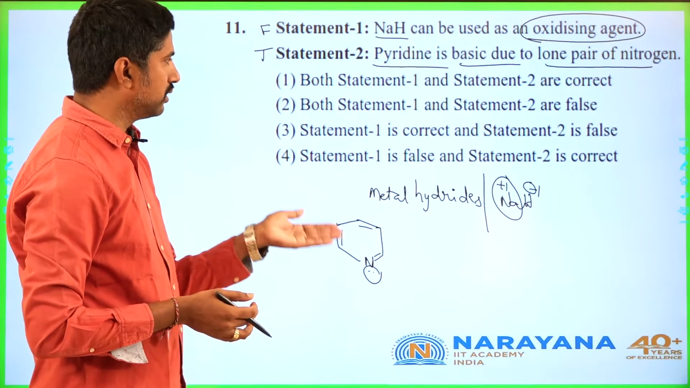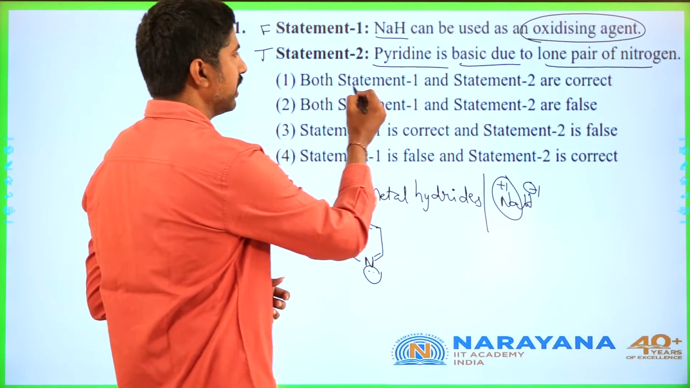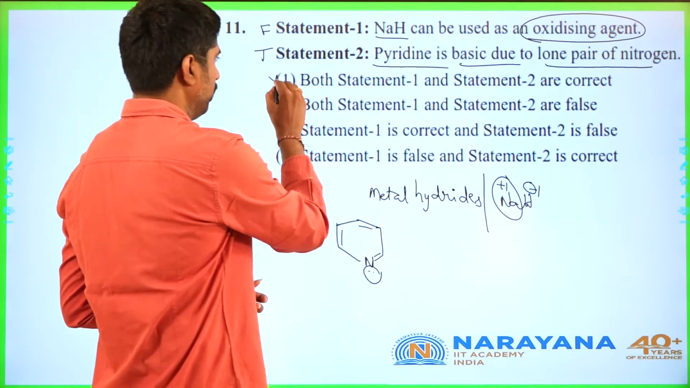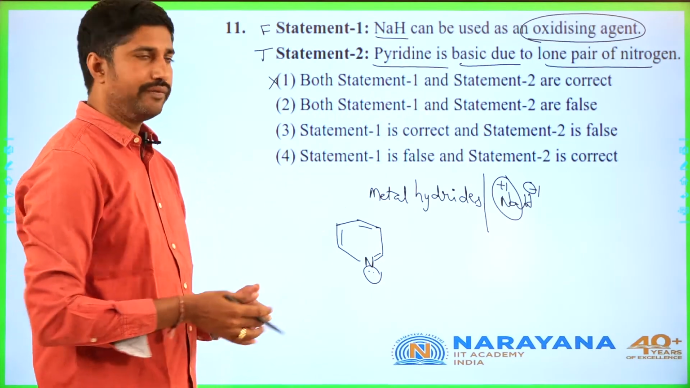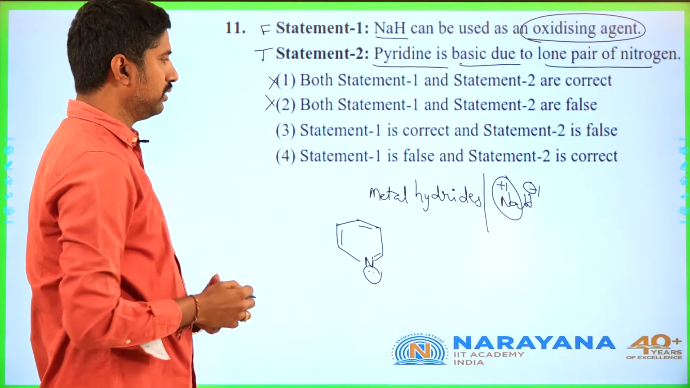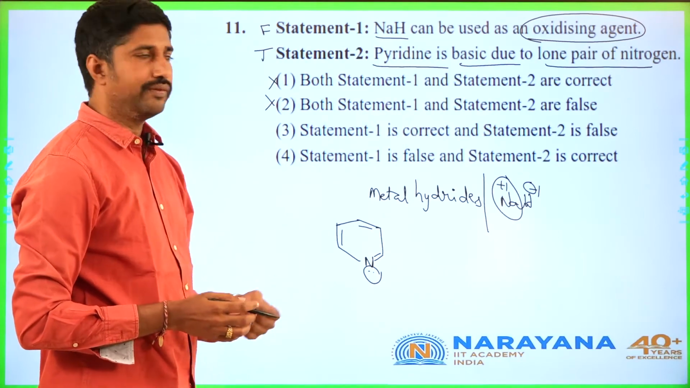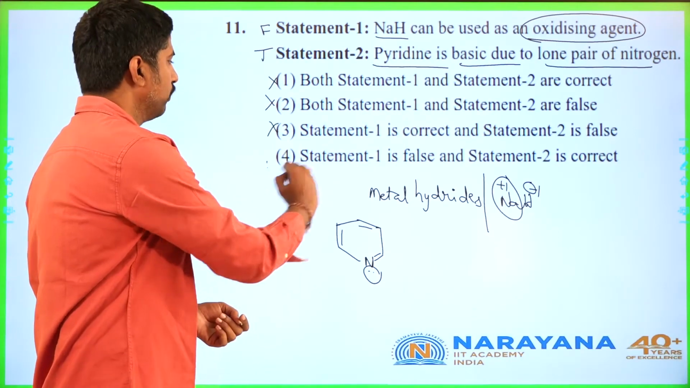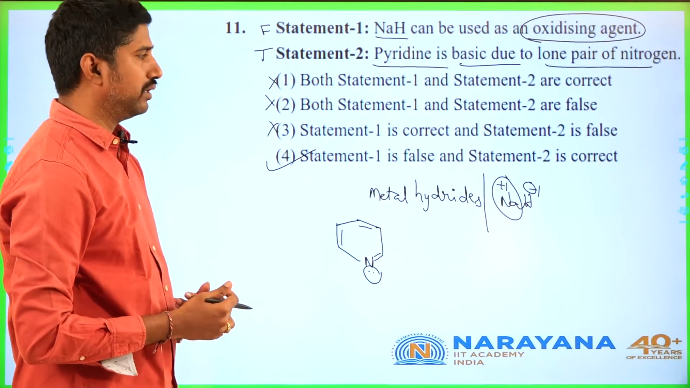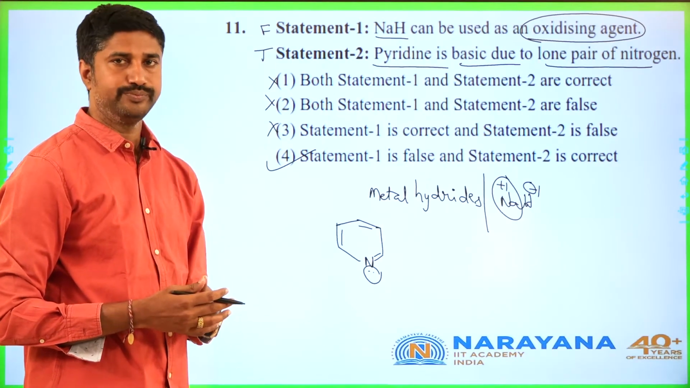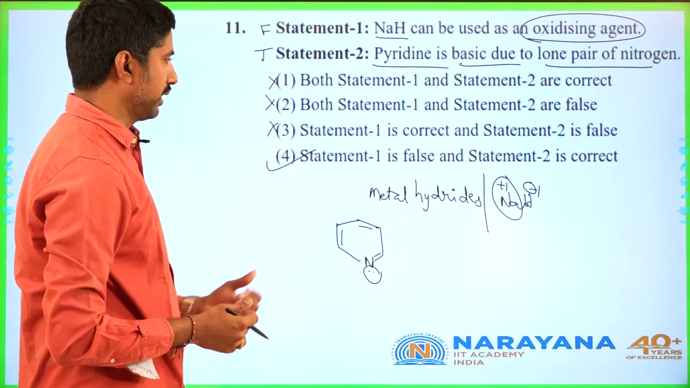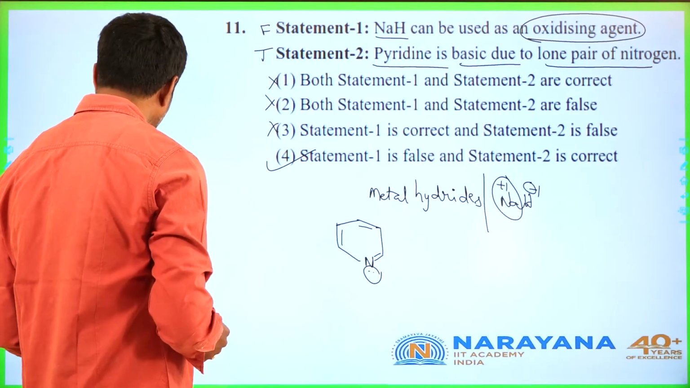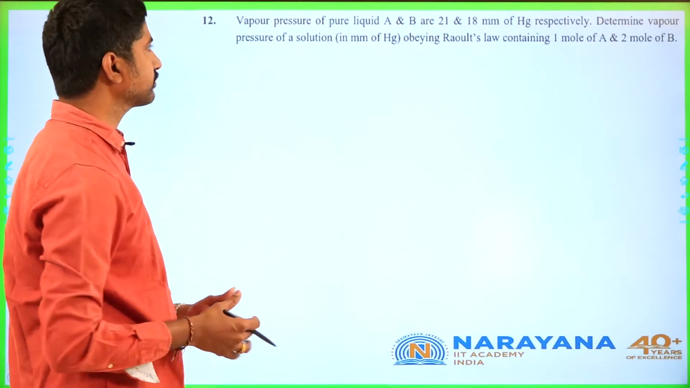So option 1, verify: both statements are correct? No. Second option: statement 1, statement 2 are false? No. Third: 1 is correct, 2 is false? No. And what we have here is 1 is false and the second is true. Okay. Right. So let's see the next question given here.